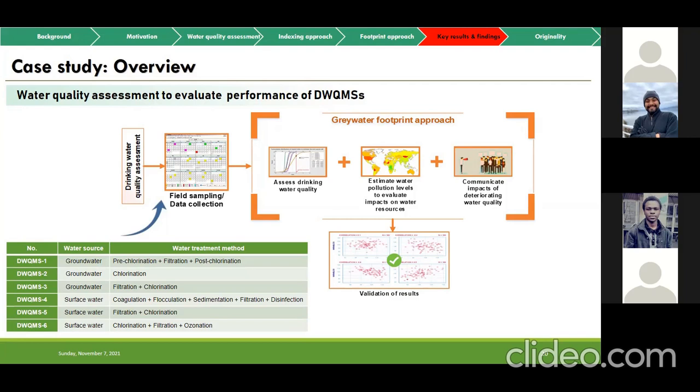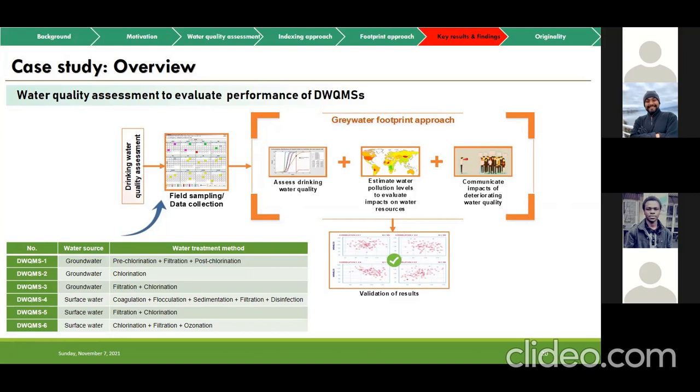to collect data with more than 1,000 units, compile it, and assess how good the water quality is. But the benefit, as you can see in the picture, is that it's not only to assess the drinking water quality, but also to estimate the pollution level and to communicate the impacts of deteriorating water quality on society. And I did the validation of results.